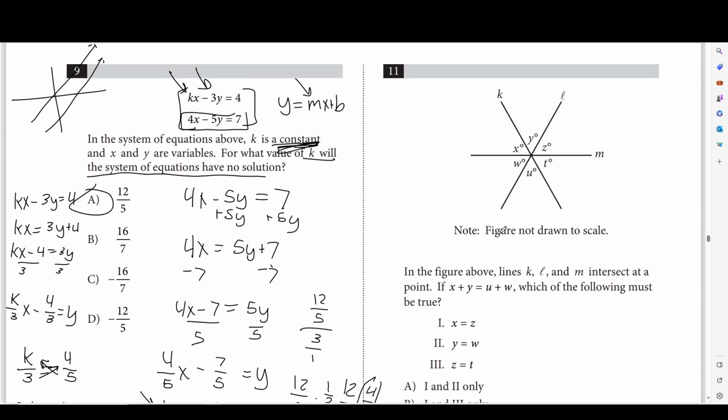Number 11 says, in the figure above, lines K, L, and M intersect at a point. If x plus y is equal to u plus w, which of the following must be true, right? So here I'm given this diagram, right? It's an x and another line going through it, and I have a bunch of angles. And I'm also given this equation, x plus y is equal to u plus w. Now, before I look at my answers, I noticed something. I noticed that I have vertical angles. And all that means is that whenever you have an intersection between two lines, the angles opposite one another are going to be equal to one another.